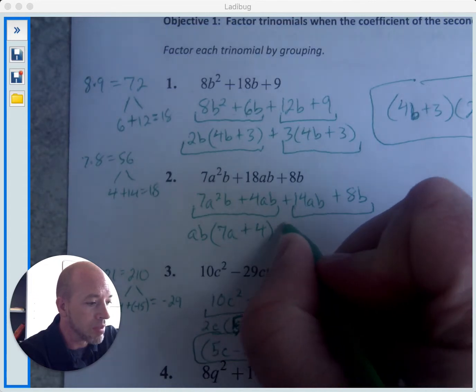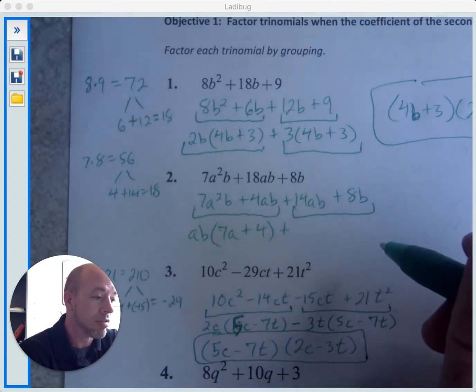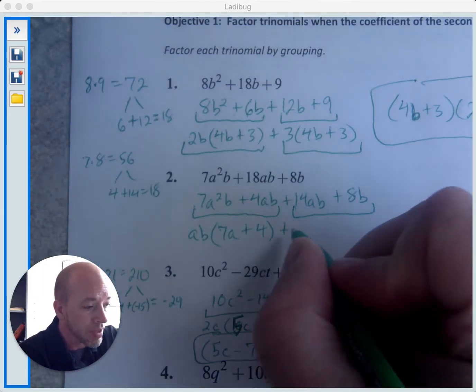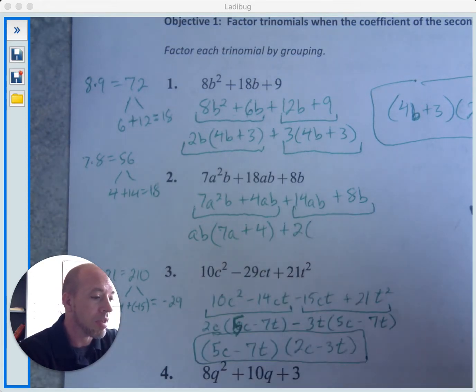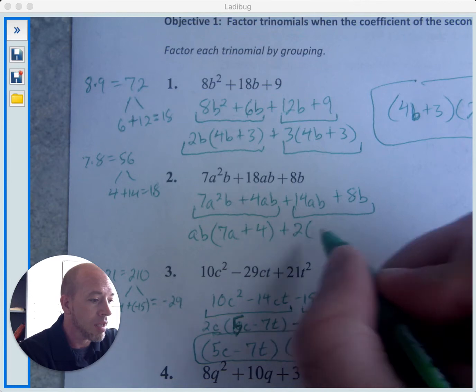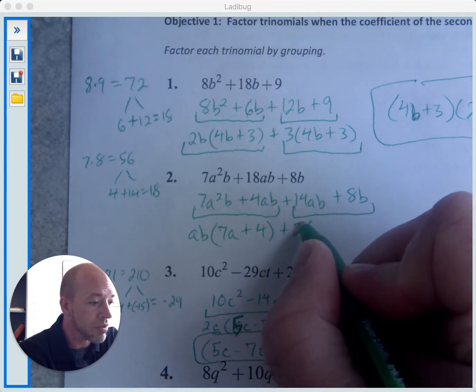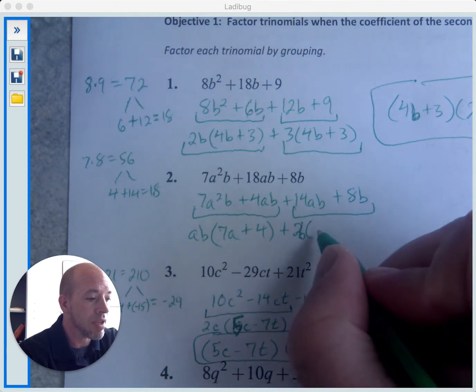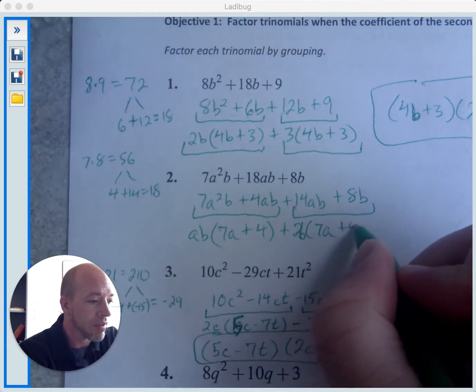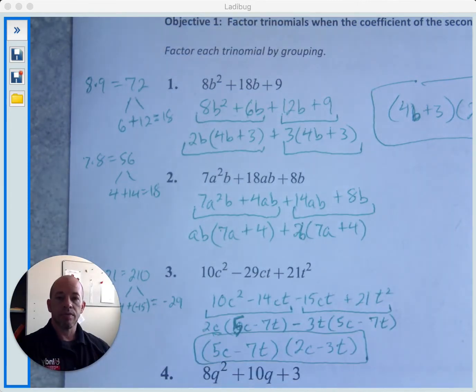So, over here, what can we take out of both of these? Well, it looks like we can take out a 2, right? 2. And let's see, what are we left with? We can take out a B also, 2B. And we're left with a 7A plus 4. All right, so we have a 7A plus 4 in both parts. That's a good thing, right?